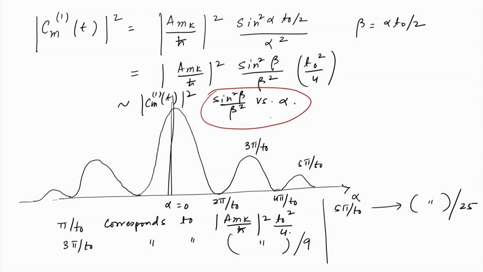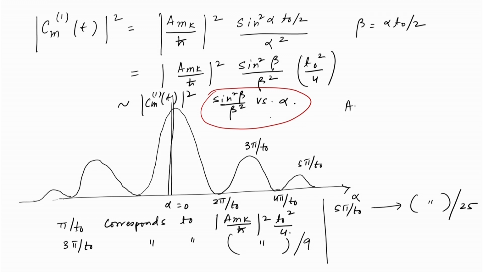So, if you see this, the area under the curve, which is of course related to the probability of transition, is proportional to t 0 because the height goes as 1 by t 0, and there is a t 0 square and there is a 1 over t 0. So, this multiplied by 1 over t 0 will give a t 0. So, that is the transition probability, and the area under the curve, we will write it here.